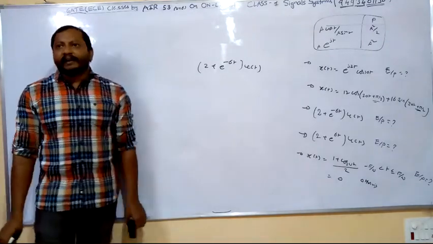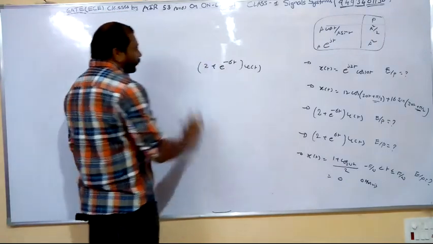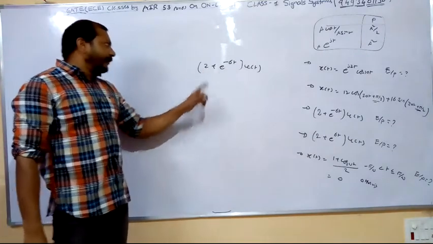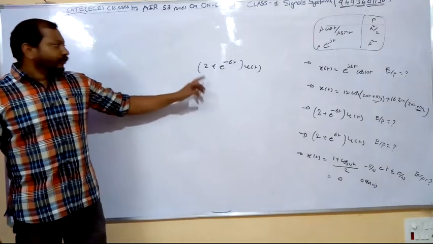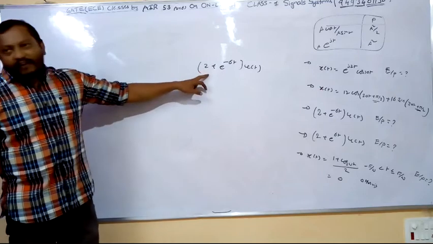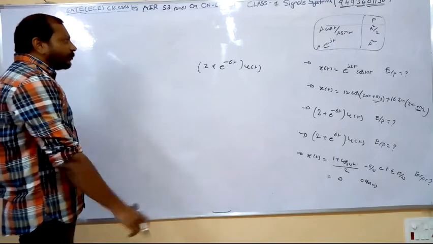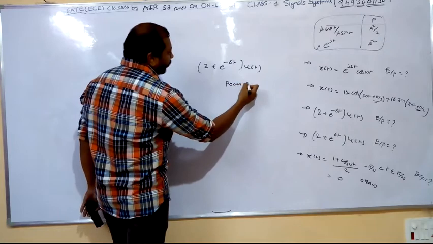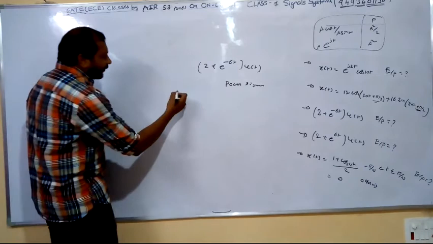For estimating the energy or power, you can calculate by using the final value. What is the final value of the signal as t tends to infinity? This e power minus infinity is 0, and this 2 remains because of u of t, which starts from 0 to infinity only. This 2 is a constant value. So the final value of the signal is equal to 2, which is a finite value. As the final value is finite, the corresponding signal is to be treated as what signal? Power signal. Right or wrong?